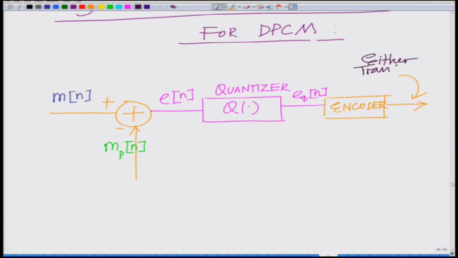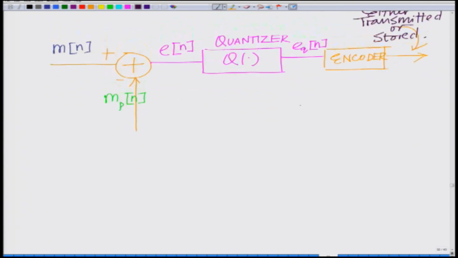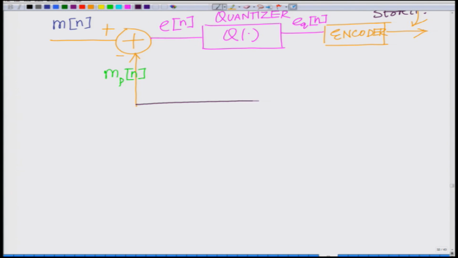Being transmitted over a channel, if this is a communication system, or simply stored. Now, this EQ of n, as we have already seen, is combined with the prediction MP of n. So, MP of n and EQ of n give rise to MQ of n, that is a quantized sample.